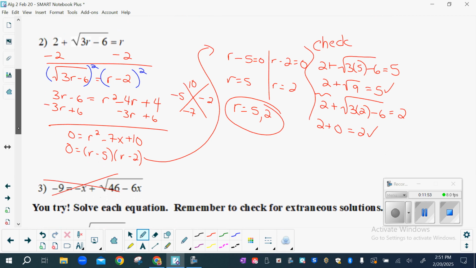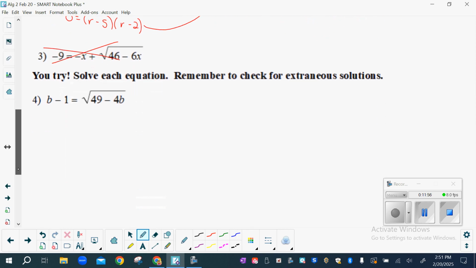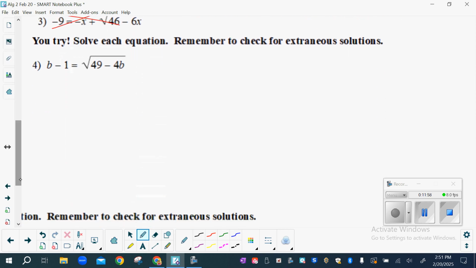Okay, I'm going to skip this number 3, and we're going to do the You Try together. If you want to do it on your own, go ahead and do it on your own. So what's our first step on number 3? Square both sides. Yeah, so we're undoing that square root with a square. So this gives us 49 minus 4b.